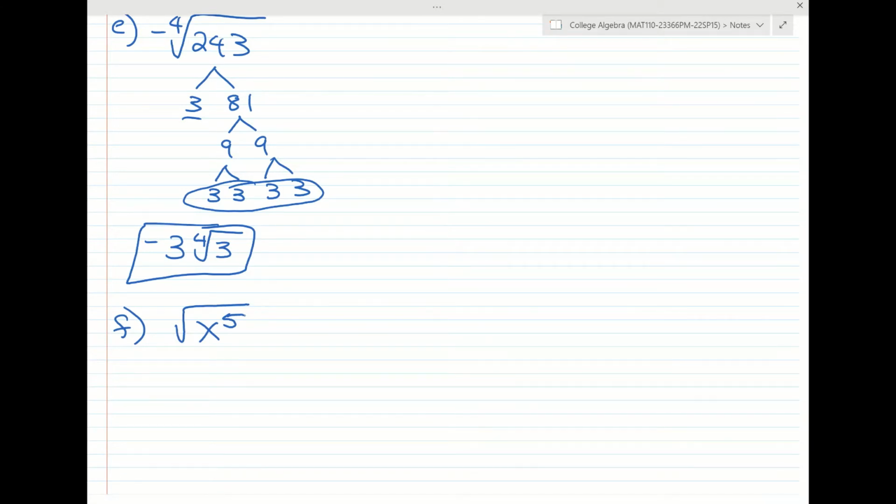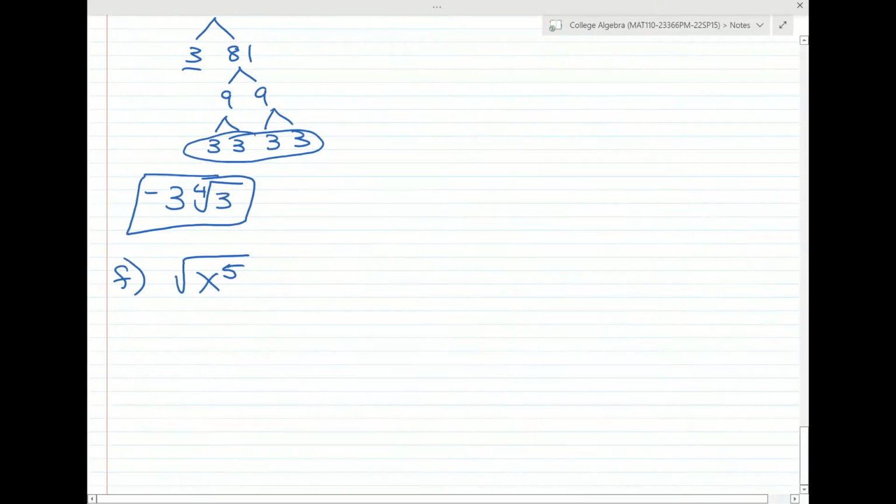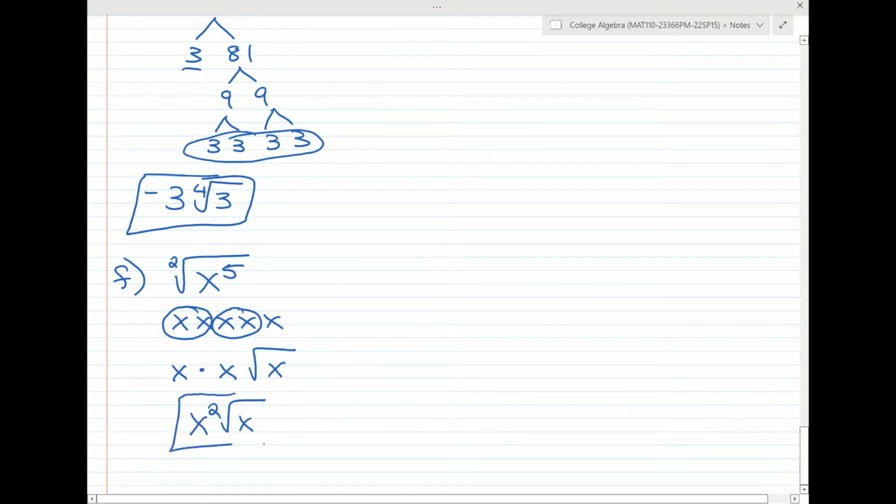Like before, there's a couple different ways we could do this. We're looking for groups of 2, right? So just like with numbers, I'm going to write this 1, 2, 3, 4, 5. And I'm looking for groups of 2. We have one group of x's times one group of x's with an x left over. Or x squared root x would be the answer.